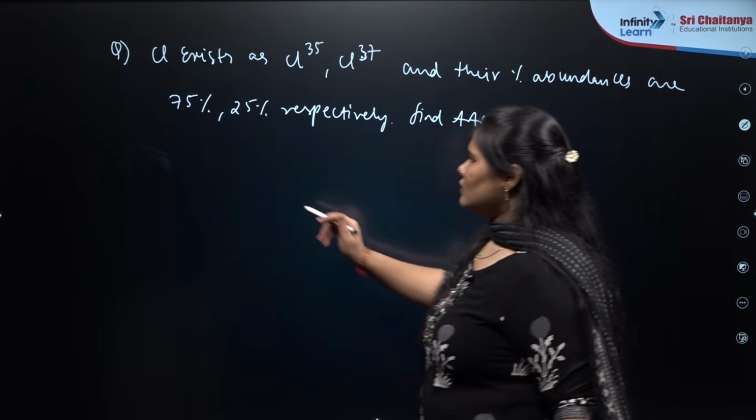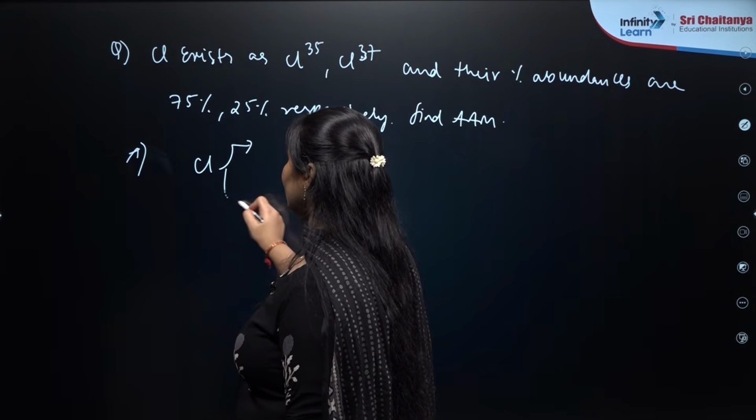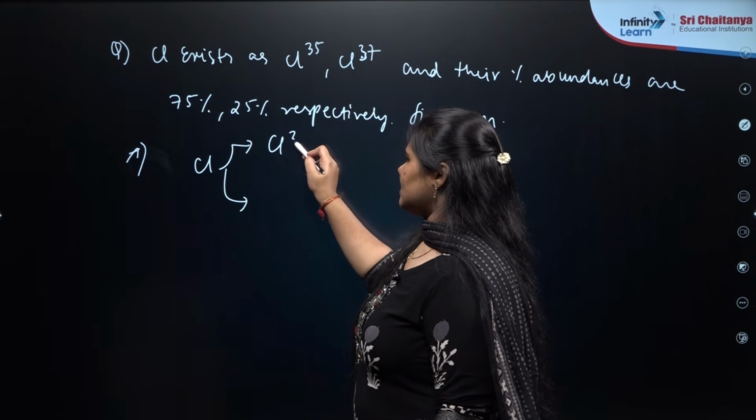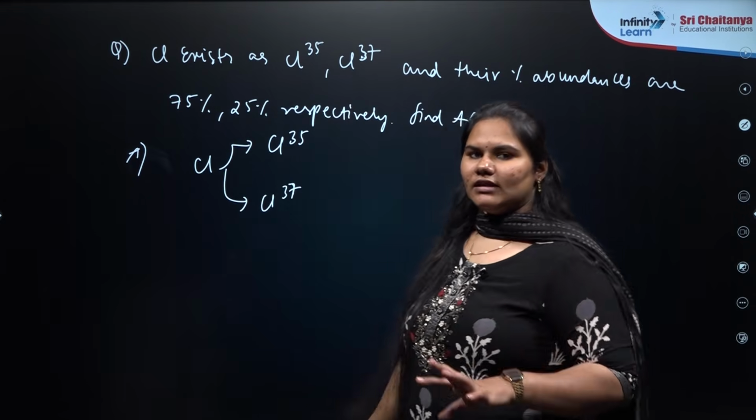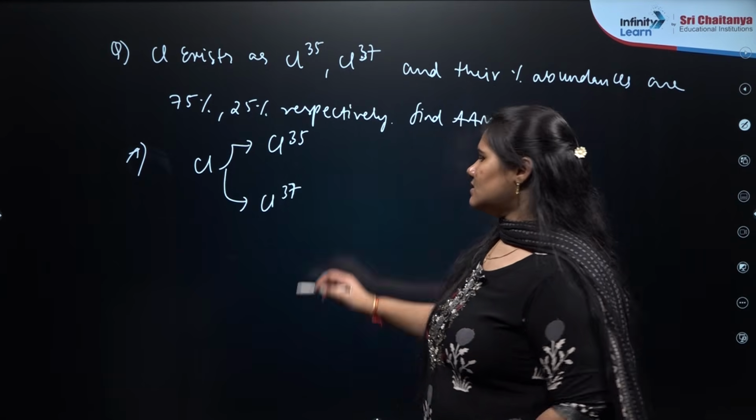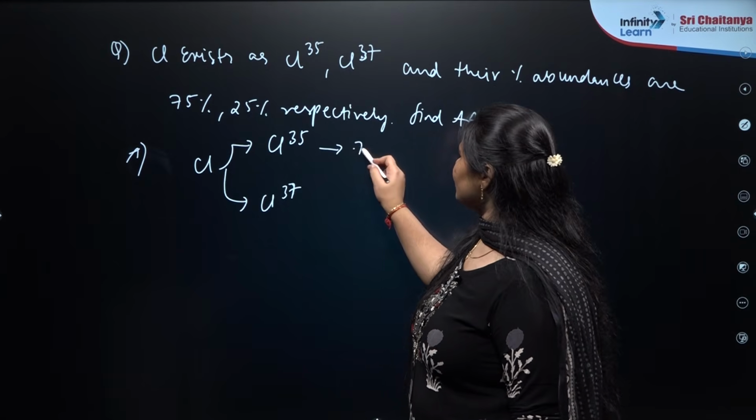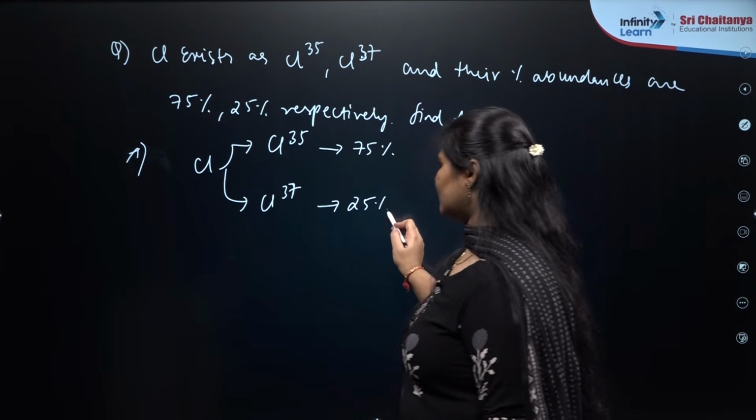Now how to do it? Let us substitute. First you write it like this so that you will get much clarity. Chlorine exists as Cl35 and Cl37, only 2 isotopes. That means what are the isotopic masses? One isotopic mass is 35, the other isotopic mass is 37. What is its percentage abundance, Nana? 75, and this one is 25%.